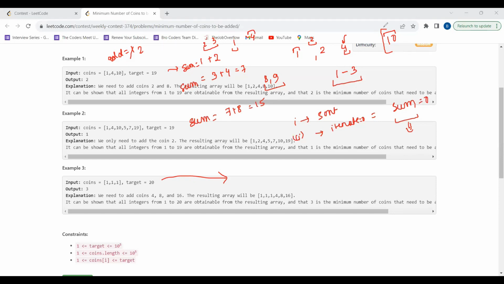Now I'll move to the next element, and the sum becomes 25. And I just had the target of 19. So I can form all the sums from 1 to 25. So my target is achieved.